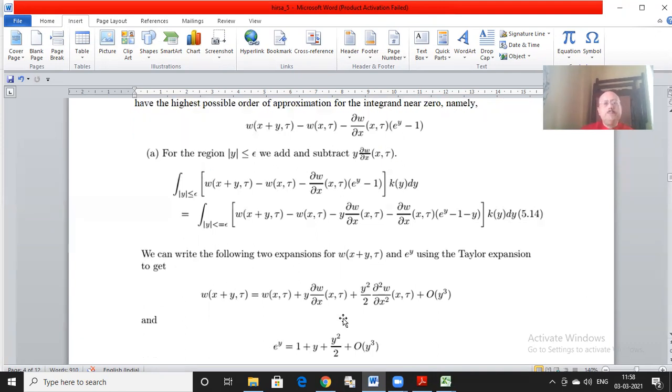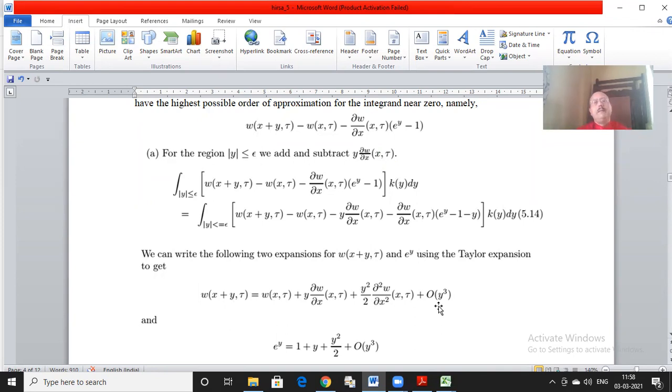How does that go? For these first three terms together, notice the w(x + yτ). If I use the Taylor series around the point y, I will get w(x) + τy ∂w/∂x. The second term would be y²/2 ∂²w/∂x², and the order of the approximation will be of the order of y³.